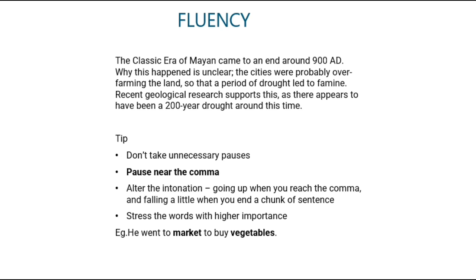We'll take one more example. Recent geological research supports this as there appears to have been a 200-year drought around this time. And stress the words with higher importance. For example, he went to market to buy vegetables. So this is about the fluency. Then we have the pronunciation.